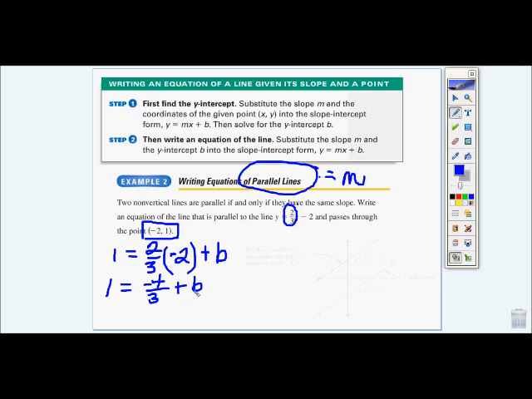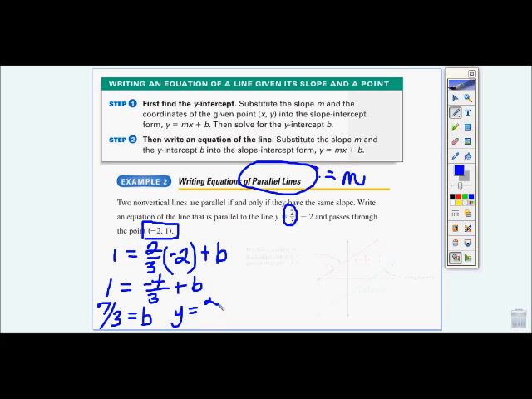This time we're going to subtract -4/3 from both sides. If I subtract -4/3, that means I'm actually adding 4/3. So I'm going to end up with 7/3 equals b.